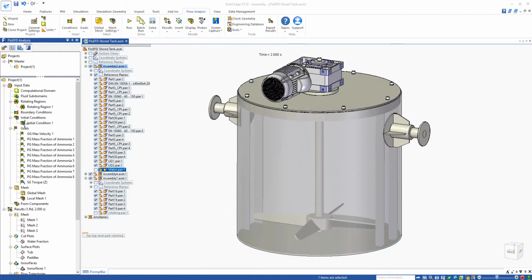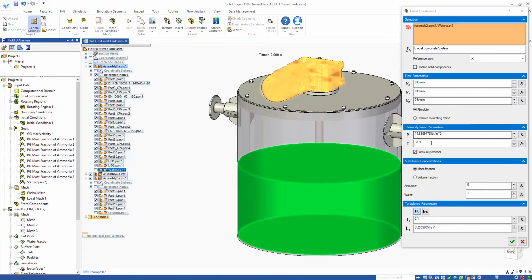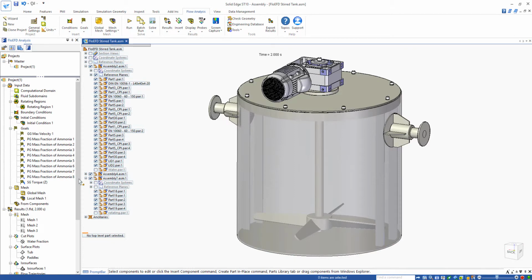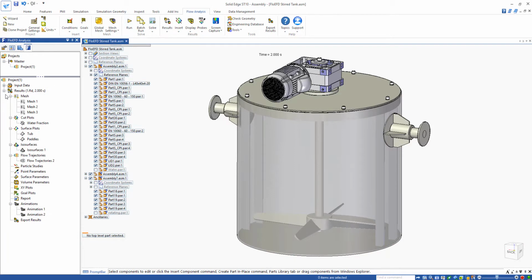If we look inside the properties here, we can see that we have water, 100% water at 38 degrees Fahrenheit, and we'd like to see what the mixture looks like at the end of that transient. So we can have a look at some of the results.